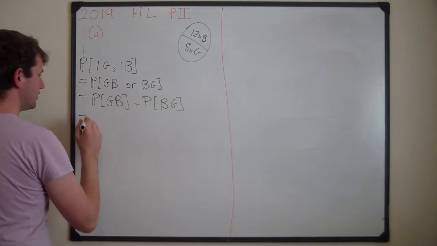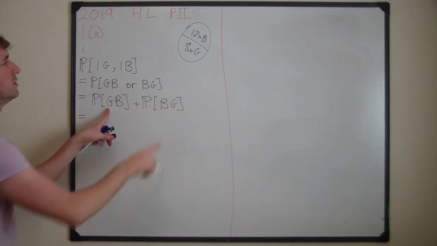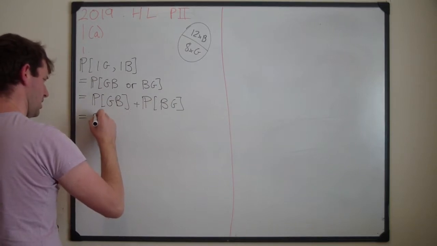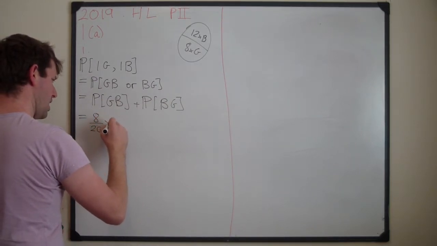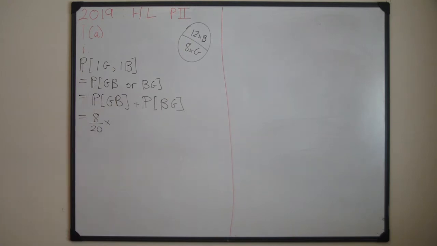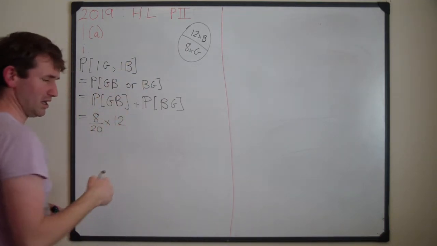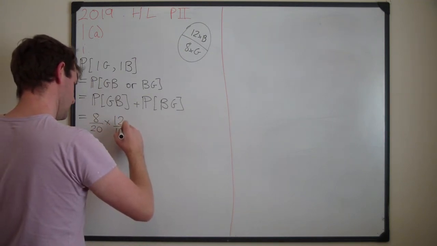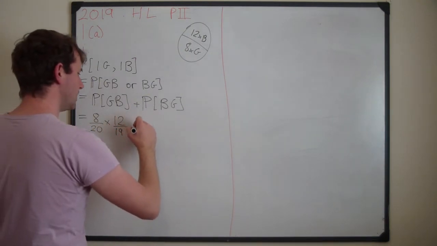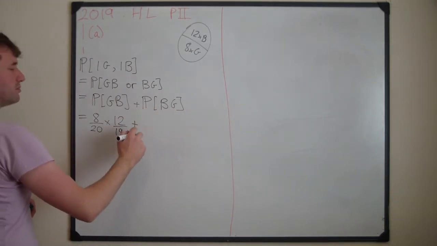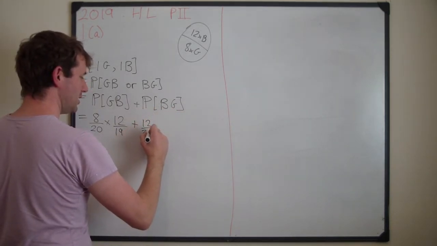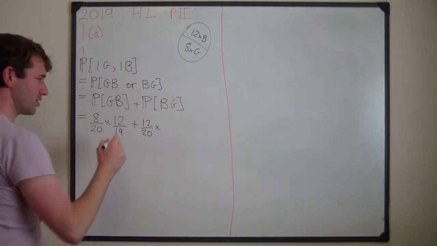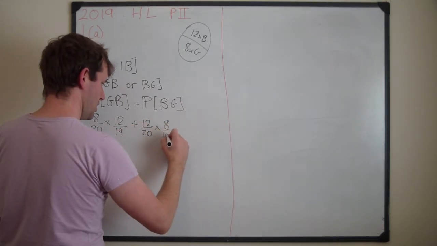So how this is calculated: the probability of taking a girl here is 8 out of 20, and then multiplied by the probability of choosing a boy given that you've just drawn a girl, which would be 12 boys, but because a girl has already been drawn, this isn't divided by 20 but 19. And a similar story for boy then girl: the probability of a boy is 12 out of 20, and then the probability of a girl is 8 out of 19.